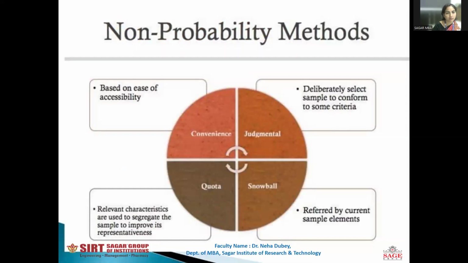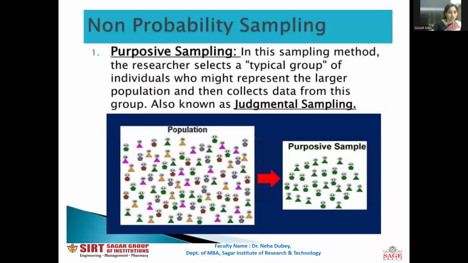Non-probability sampling includes convenience sampling, based on ease of accessibility and convenience, as the name suggests. Judgmental, where you have to decide deliberately; the name already signifies its features and definition. In snowball, new elements are referred by the current sample elements, like passing on the ball, or like word-of-mouth publicity. And in quota sampling, you segregate the whole population into simple zones, using relevant characteristics to segregate the sample to improve representation.